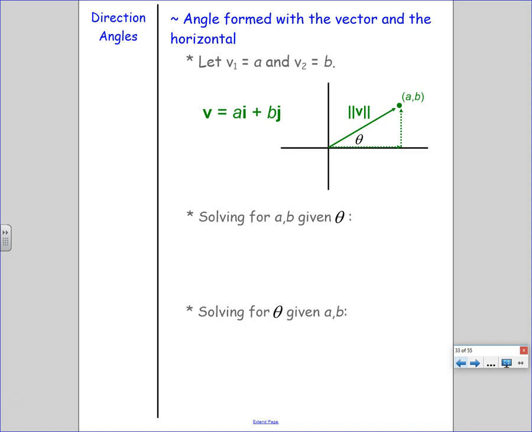Alright, okay, it's the final day of vectors tomorrow. I'm getting into word problems. I probably, no, I will spot check on everything up till the direction angle.